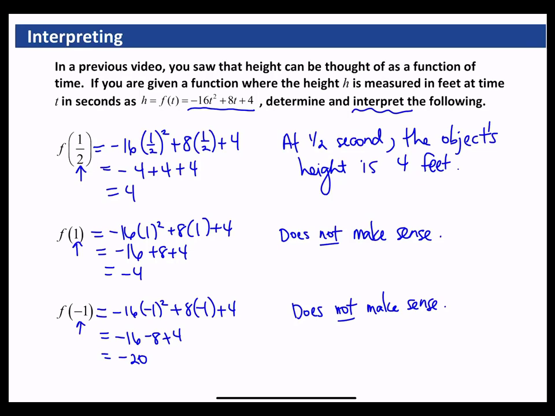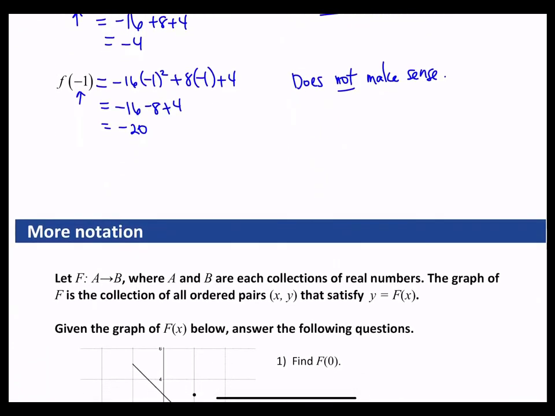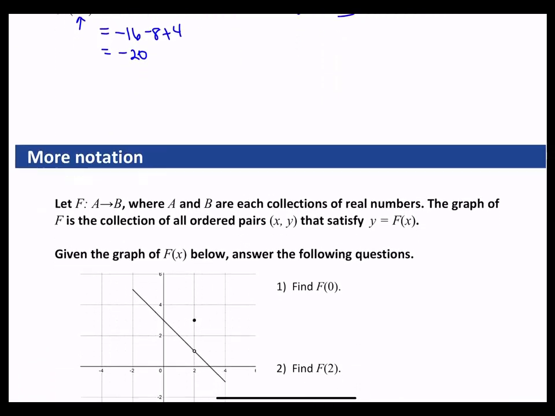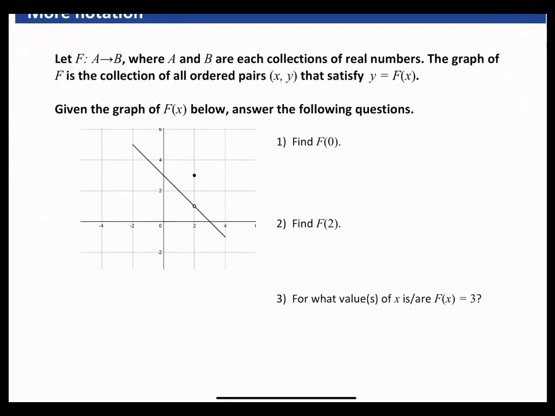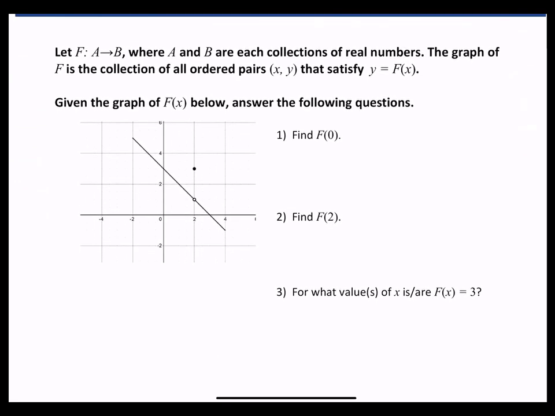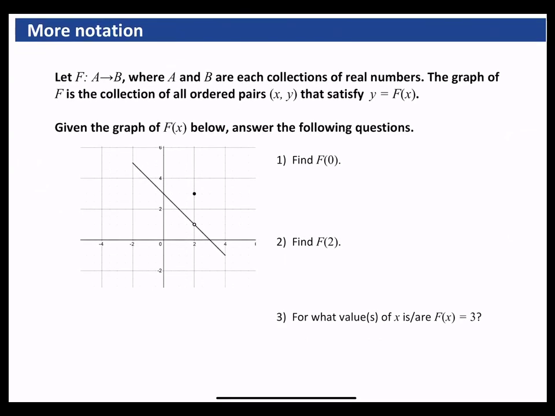Find f of 0. Okay, so 0 is my input, which means I need to get my output. Or we could say that 0 is my x, so x equals 0. What is y? That's another question you can ask yourself. If I go over here at x equals 0, I go up to see where it hits my graph, and it looks like it's 3. So f of 0 equals 3, or I could also write this as the point (0, 3).